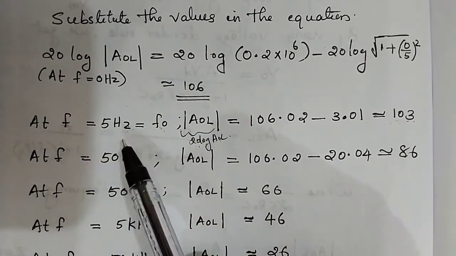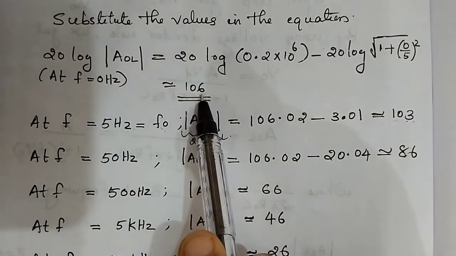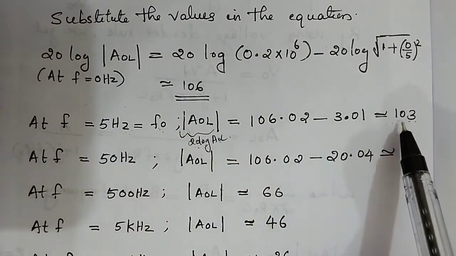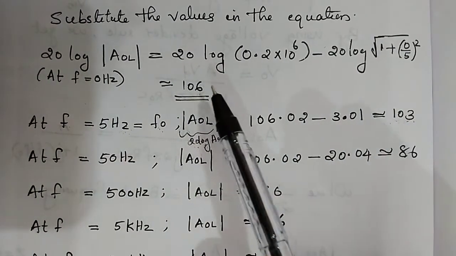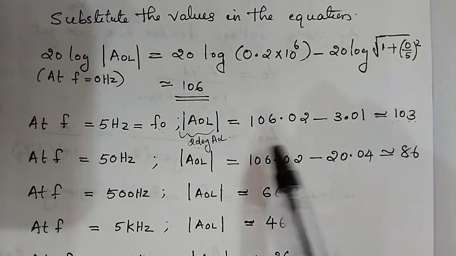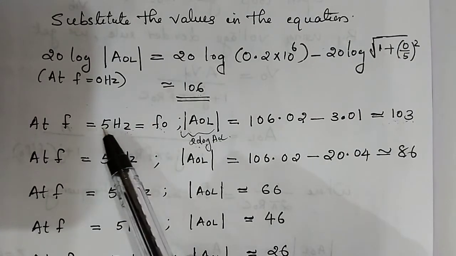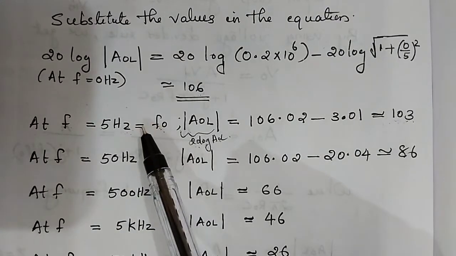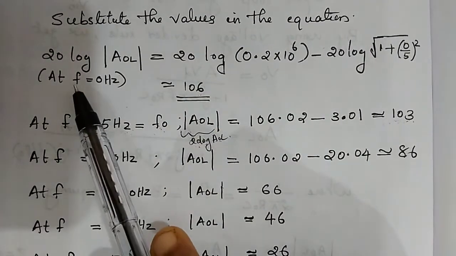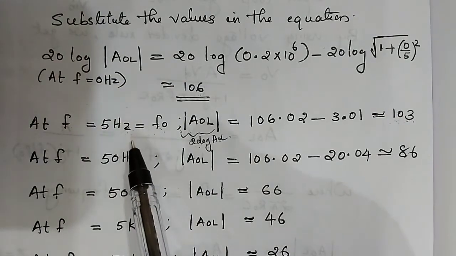For f is equal to 0 Hz, we obtain 106 as the answer. For f is equal to 5 Hz, we obtain 103 as the answer. So the difference between 106 and 103 is 3. Then we can see that at 5 Hz, or at cutoff frequency f0, the gain is 3 dB down from the value at f is equal to 0 Hz. This is actually our expectation.